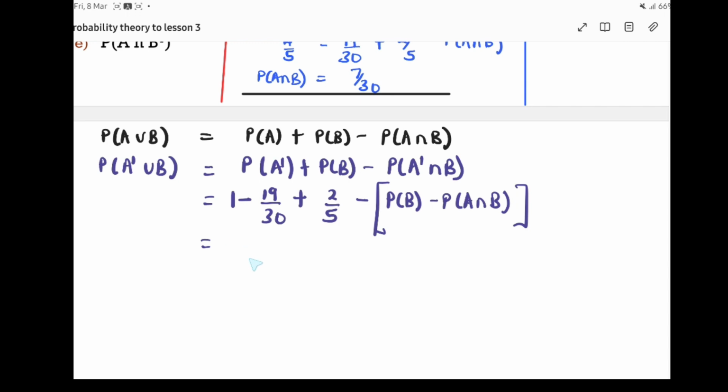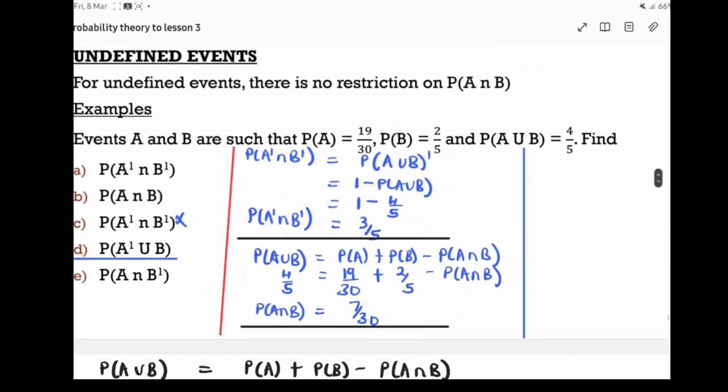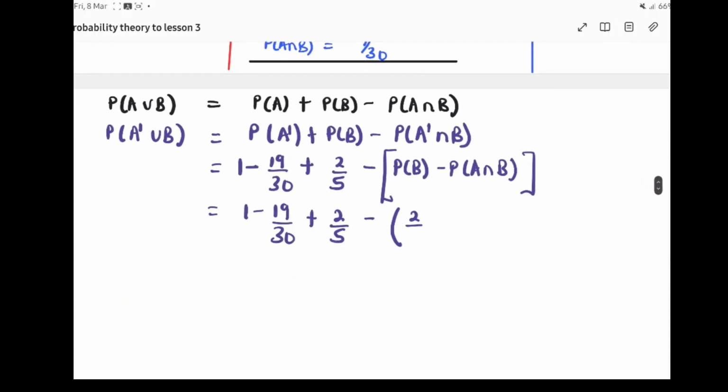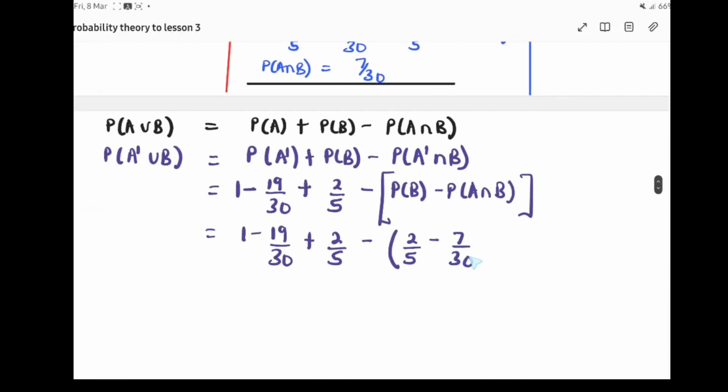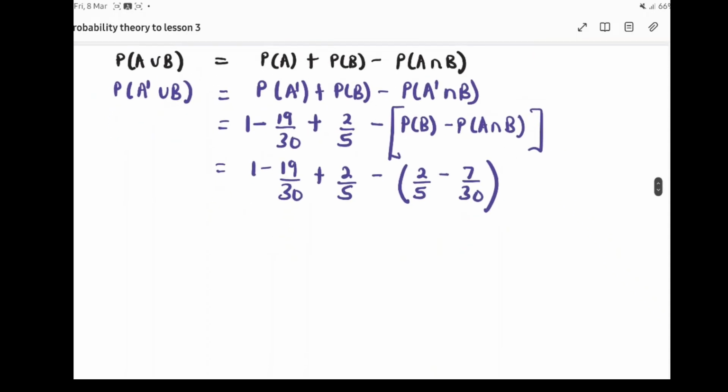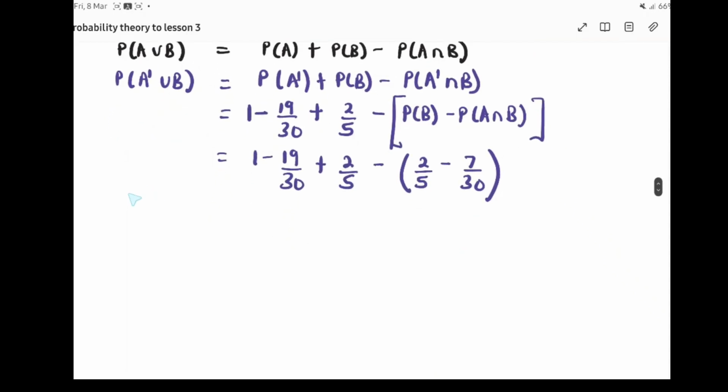So I can substitute. I'll have 1 minus 19 out of 30 plus 2 out of 5 minus probability of B, which in the question was given as 2 out of 5, minus probability of A intersection B, which we calculated as 7 out of 30. I will simplify all that and end up with 3 out of 5 as my answer. So probability of A complement union B is equal to 3 out of 5.